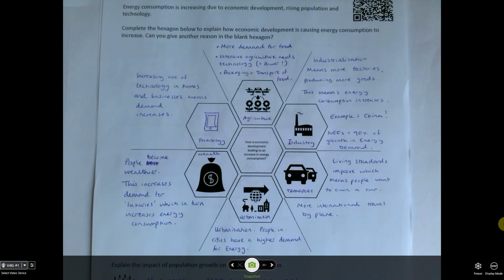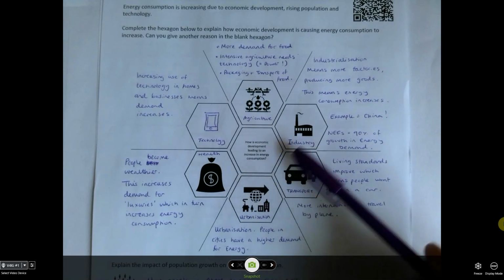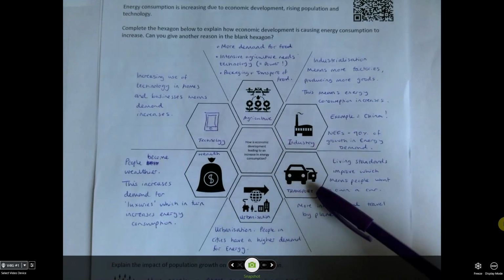So as people in newly emerging economies or low-income countries move to cities, they suddenly have access to things like electricity and transport that they wouldn't have had access to in rural areas. That pushes up the demand for energy and means that growth in energy consumption is being pushed higher in those low-income and newly emerging economies. So it links a little bit with what we've been talking about already with industry and with transport.